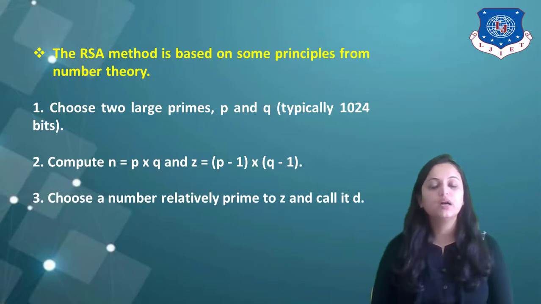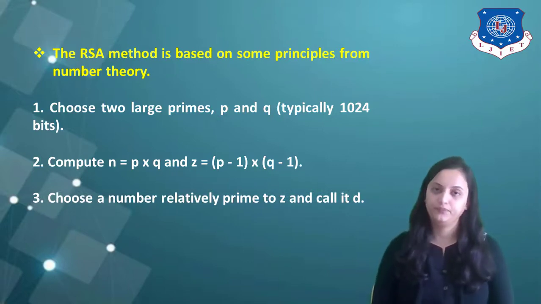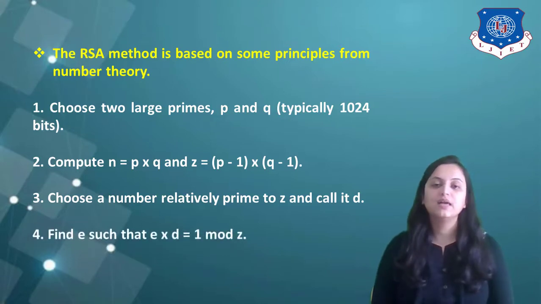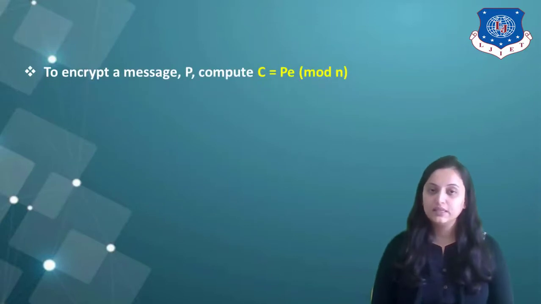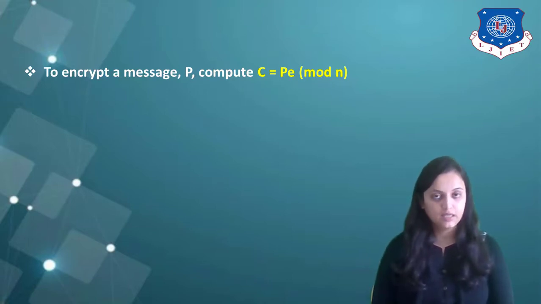The next step is to choose a number relatively prime to z and call it d. Now the next step is to find e, such that e into d equals 1 modulo z. To encrypt a message, that means P, we need to compute the encryption or the ciphertext C, which equals P to the power e modulo n. So this is the formula for obtaining the ciphertext.